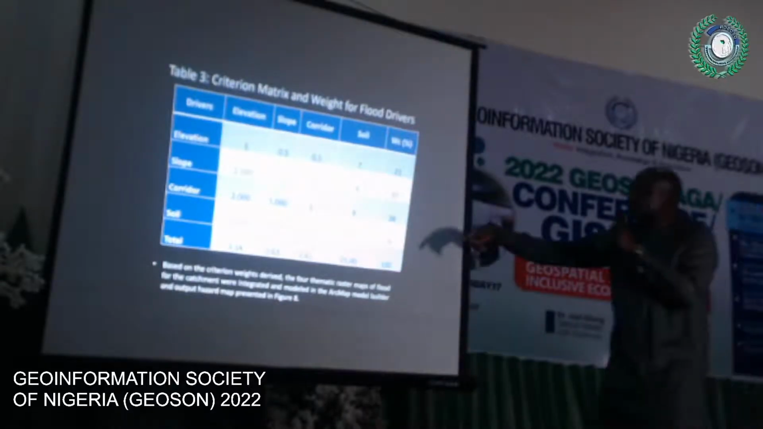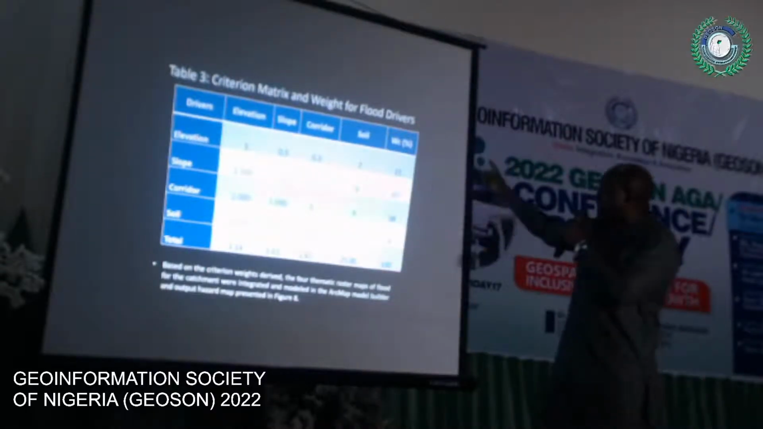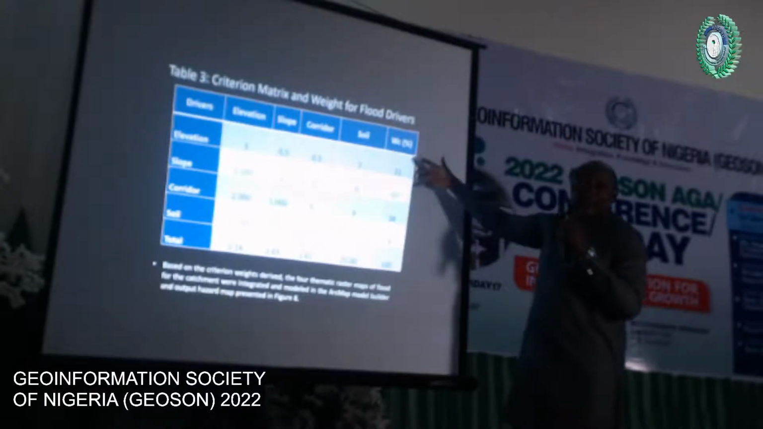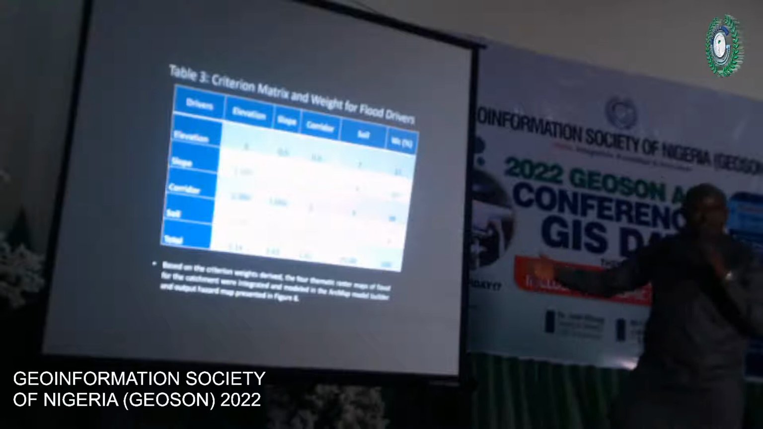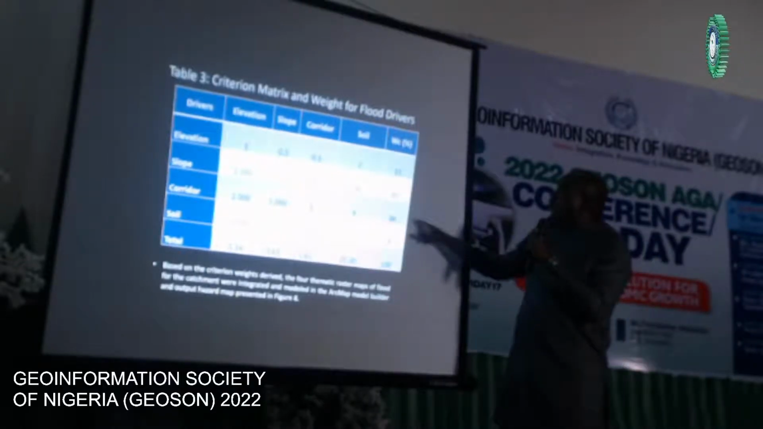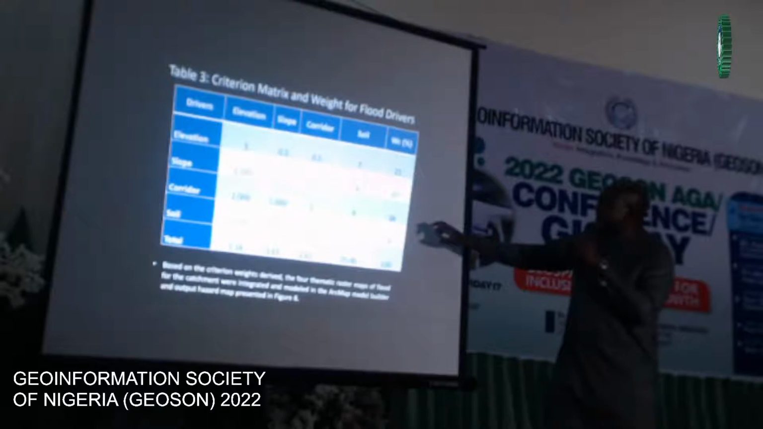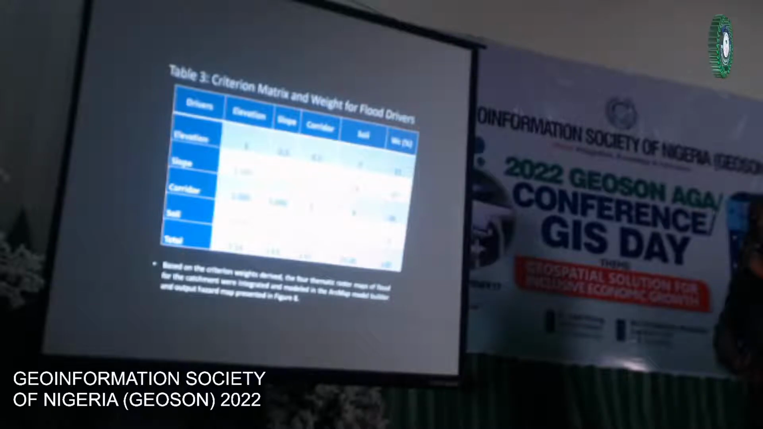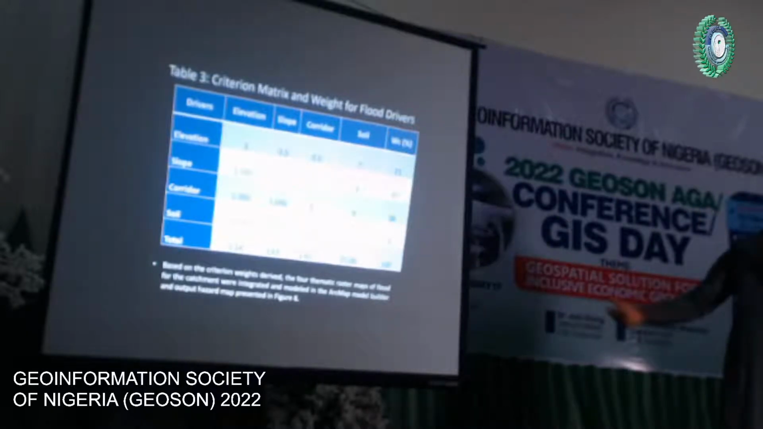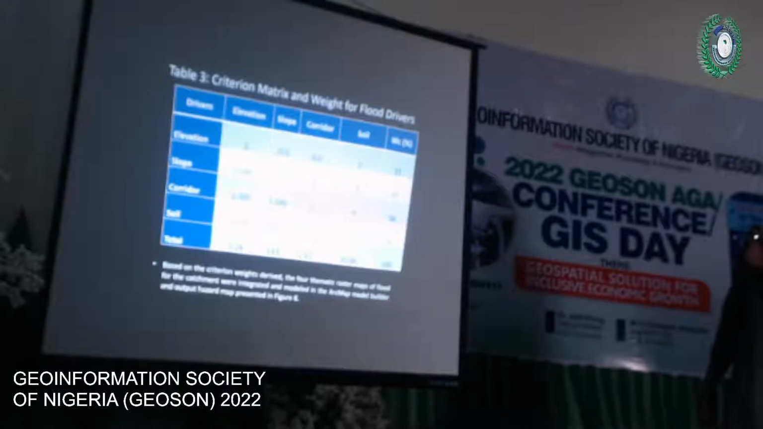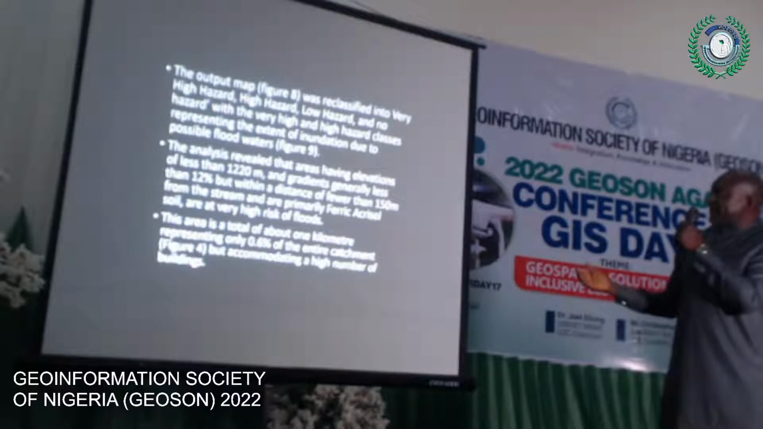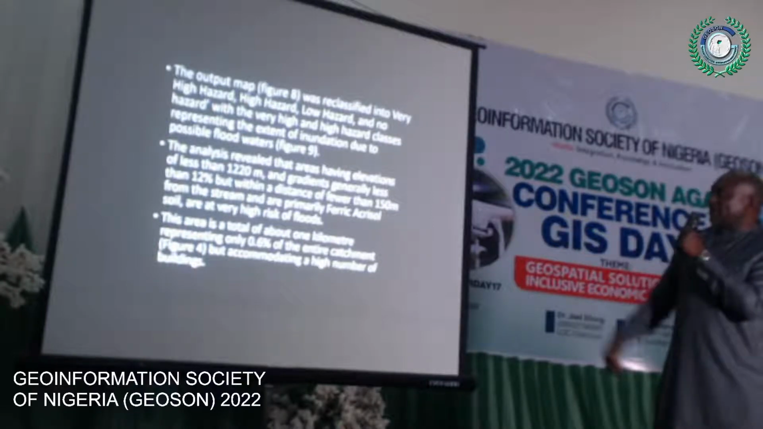Okay, this was the table I was trying to refer to at the initial stage, based on the importance of the drivers. You can see from the drivers, the corridor is more important, and the slope, while the soil is less, because we know that soil is usually more or less constant without any variation. Okay, the output map was reclassified into high hazard. Okay, let's go to the next slide.